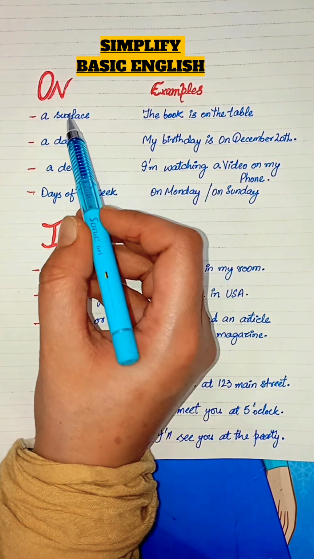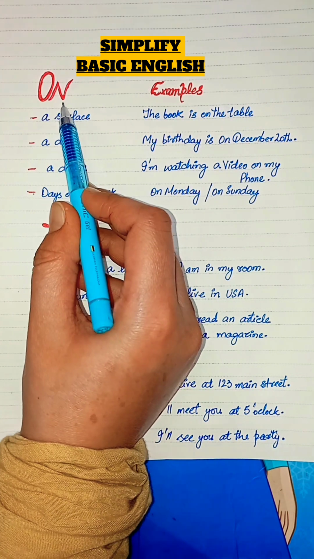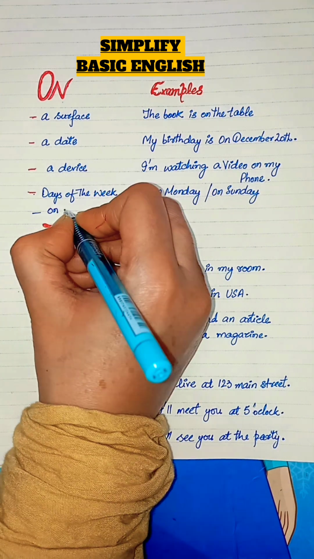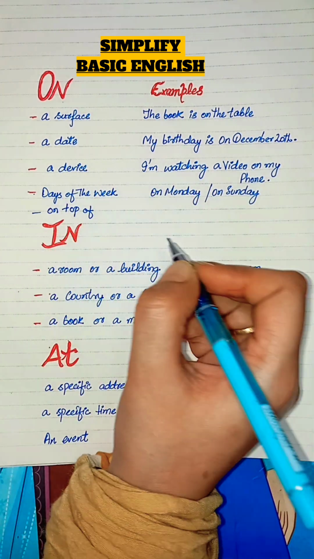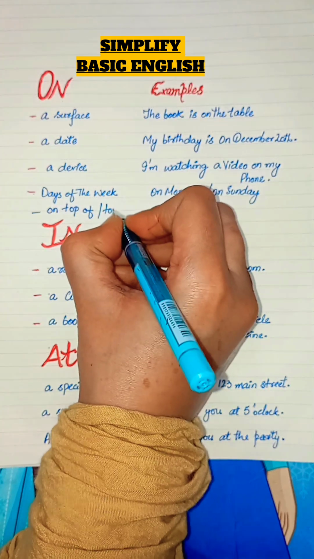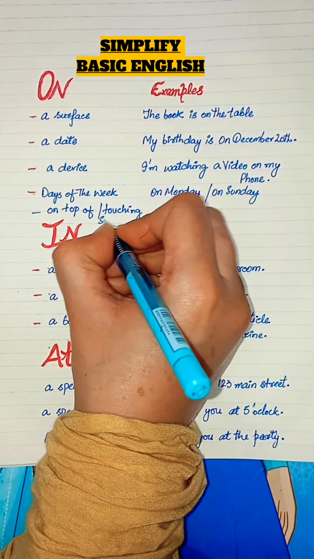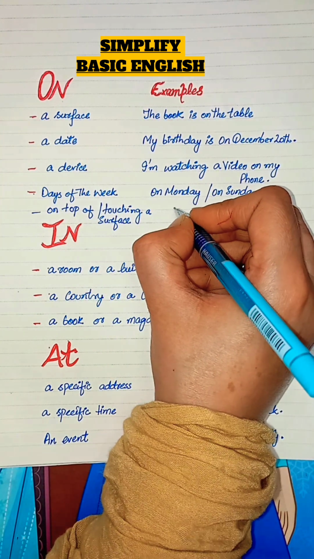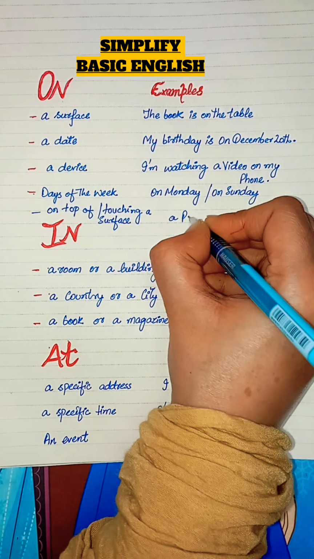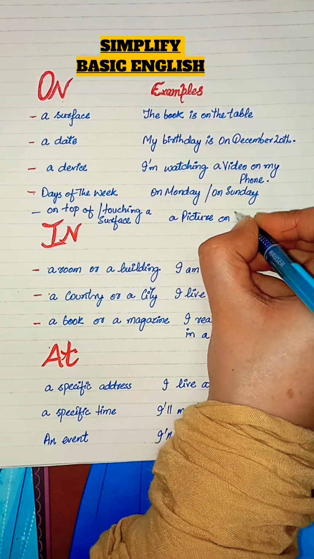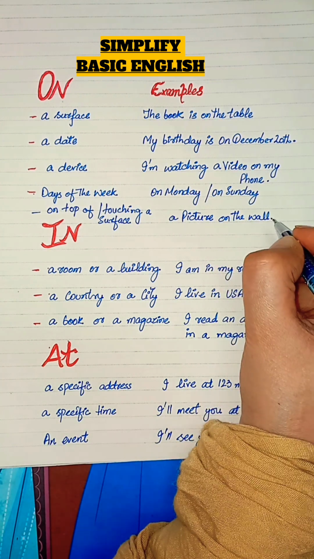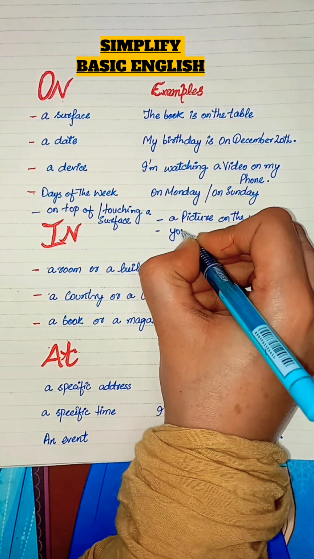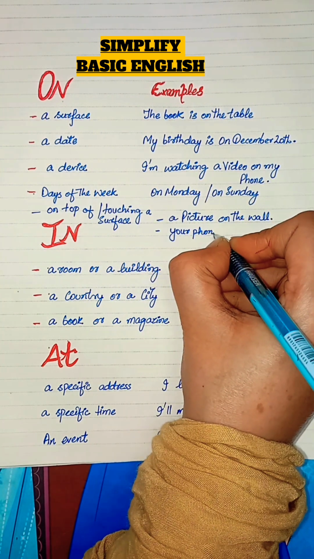That's it for today's lesson, but remember, we use on for being on top of or touching a surface, like a picture on the wall, and your phone on the table.